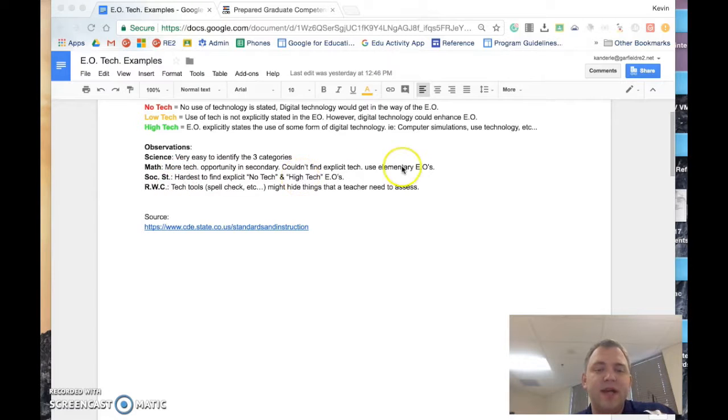Reading, writing, and communicating, I did see a handful of opportunities where tech would get in the way. For example, spell check. If a teacher's trying to assess the student's spelling, spell check is obviously going to prevent the teacher from accurately assessing that evidence outcome. So, a couple of observations there.